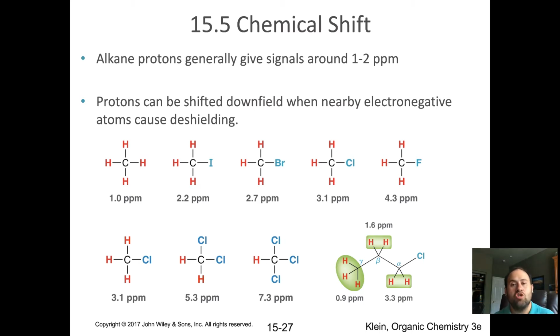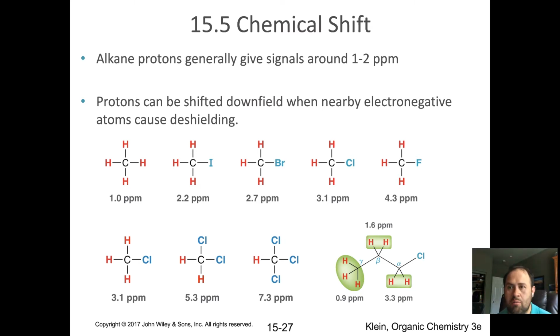And so electronegative atoms, they draw electron density towards themselves. If they're drawing the electron density towards themselves, they're pulling it away from other atoms. And particularly, as you can see here in this example, methane, those protons have a ppm of 1 for their signal, but as soon as you put an iodine on it, that electronegative atom begins to draw the density towards itself but away from those protons. That exposes those protons to the magnetic field more, which raises the energy splitting of those protons in their two levels and thus raises the ppm or the chemical shift.